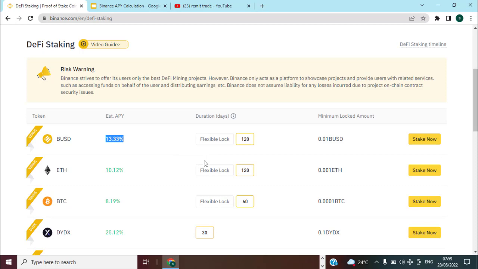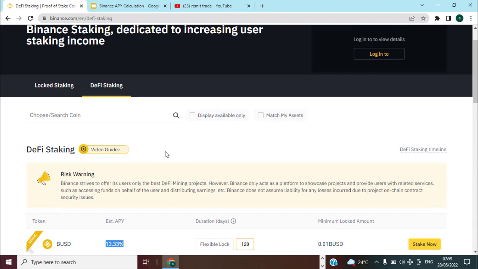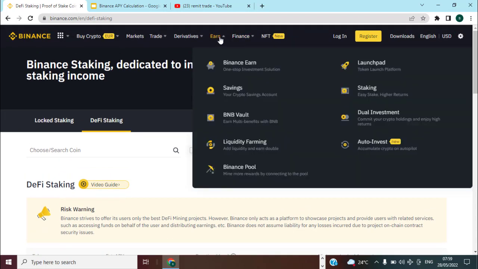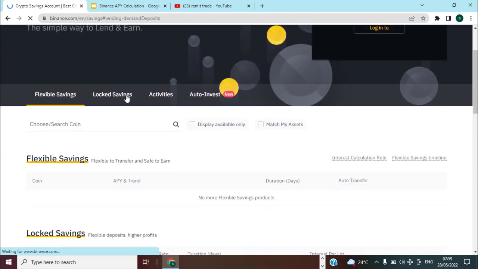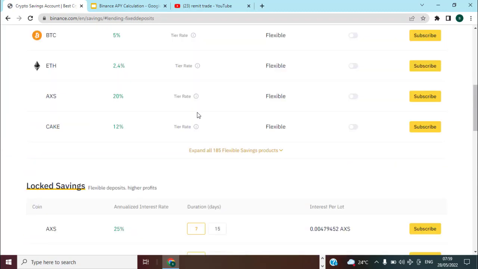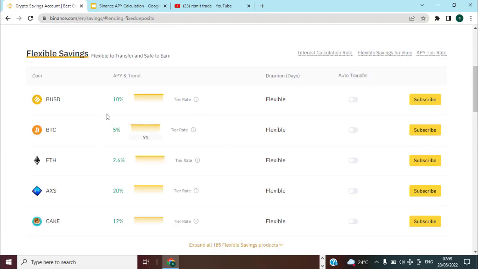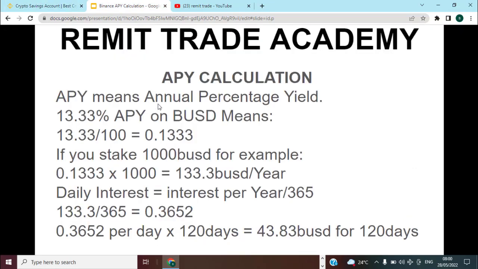So this is how you do your APY calculation and know the exact amount of coin you will receive during that lock period. You can also do this for flexible staking or lock staking, and this also applies to your Binance saving. So if you want to do your Binance saving calculation either for lock saving or flexible saving, the same calculation applies. Whether it is 10% or 5% or 2.4% or 20%, irrespective of the coin, use this method to do your calculation.